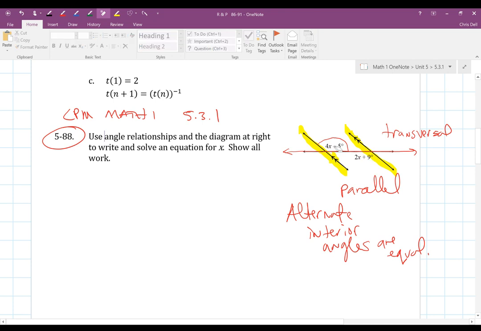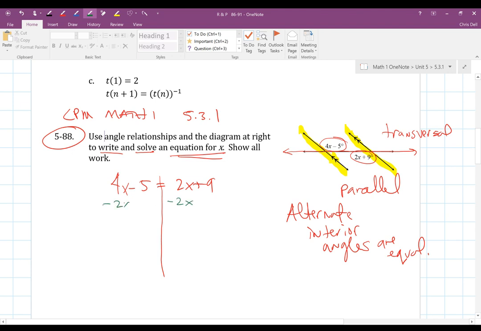So that being said, if those are equal, then what I can do is take that expression, which represents that angle, and I can take those two expressions and set them equal to each other and solve for x. So that's what I need to do to write and solve an equation for x. So now I have this equation. If you want to hit pause and solve, then you can check the answer in just a moment.